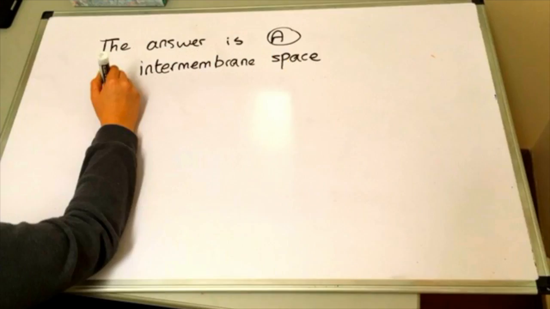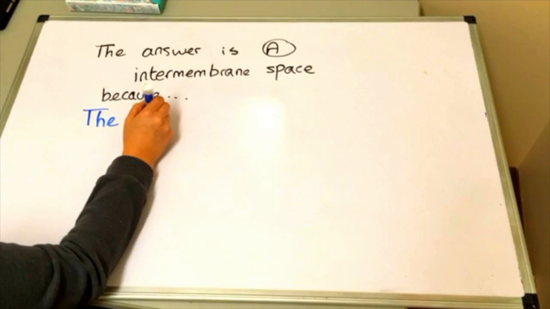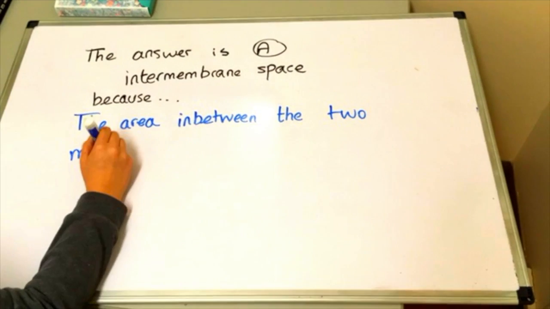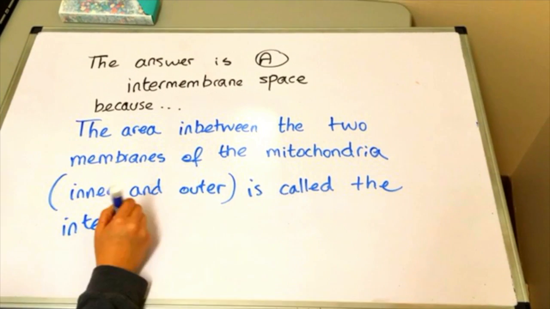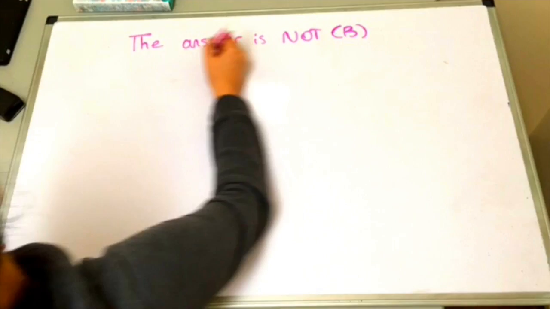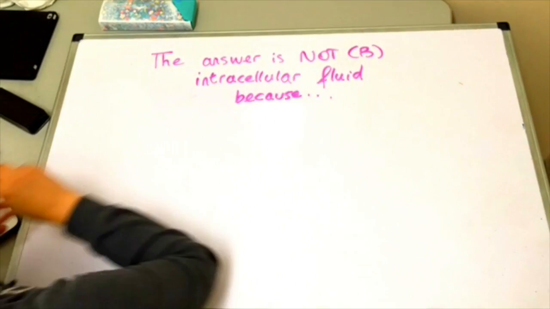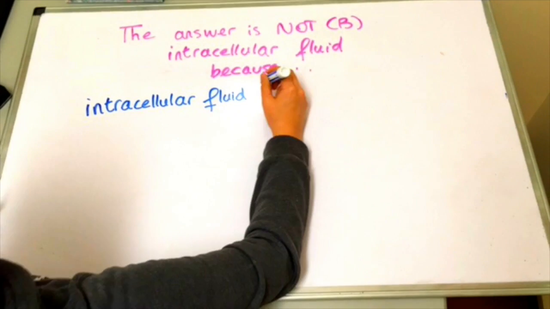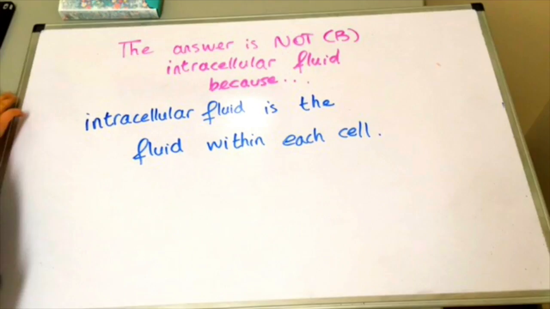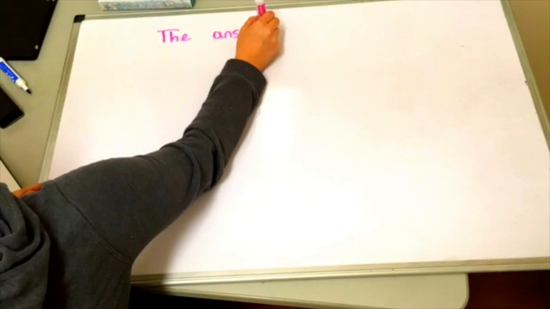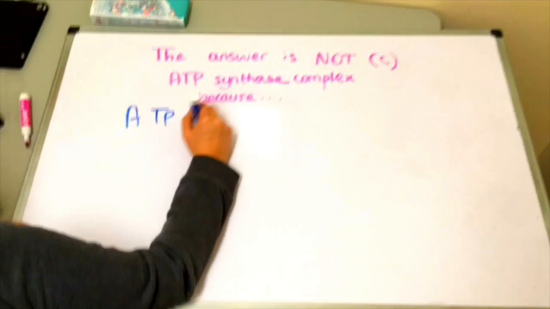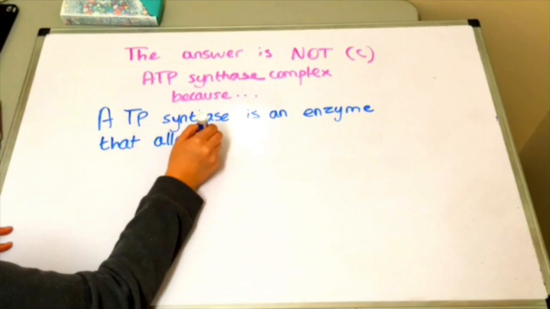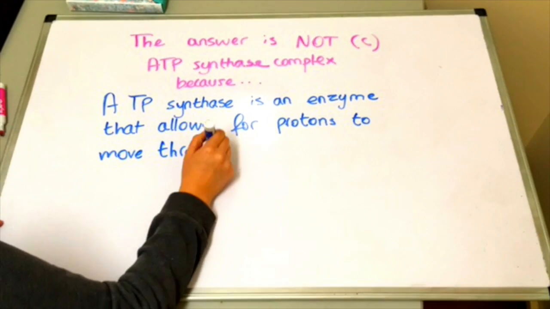The answer is A, intermembrane space, because the area between the 2 membranes of the mitochondria, inner and outer, is called the intermembrane space. The answer is not intercellular fluid, because intercellular fluid is the fluid within each cell. The answer is not ATP synthase complex, because that is an enzyme that allows for protons to move through the membrane and trigger phosphorylation of ADP to ATP.